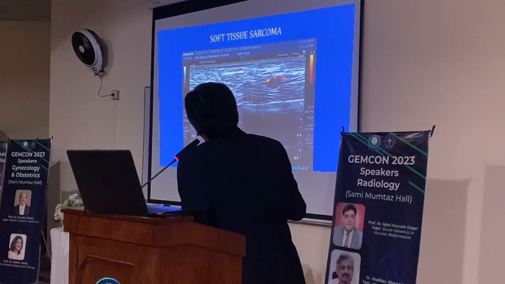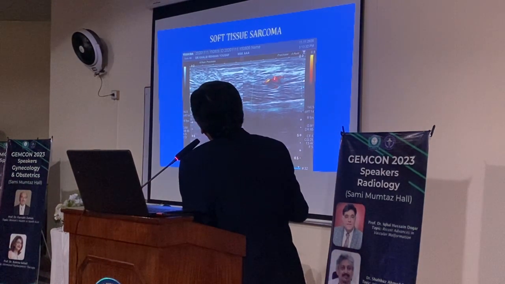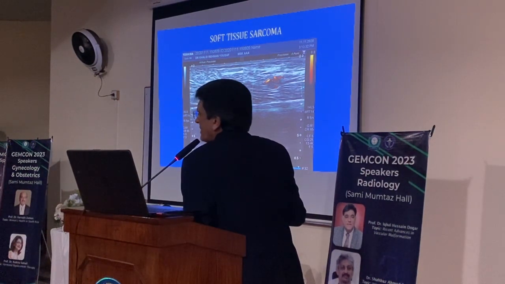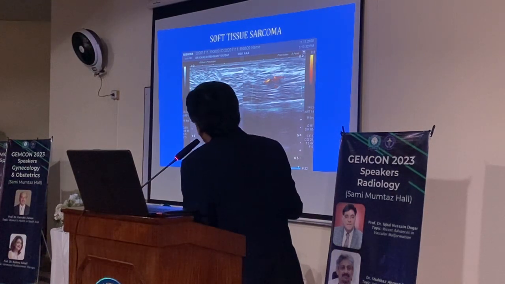muscle. A patient presenting with great pain in the thigh, when it was scanned, there was a sudden lesion in the middle of the muscle which had flow, and on doctor evaluation and after the biopsy, it turned out to be soft tissue sarcoma.